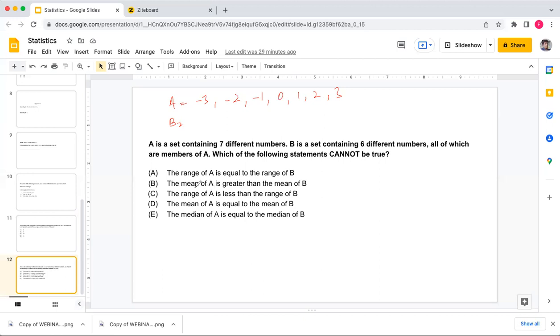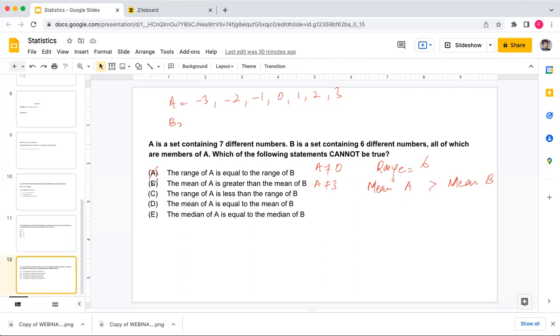The first option is that the range of A is equal to the range of B. Yes, it is possible if B does not contain 0. Then it contains -3, -2, -1, 1, 2, 3. The range is 6 in both cases. So this is possible. The next is that the mean of A is greater than the mean of B. This is again possible if B does not contain 3. Then B will contain -3, -2, -1, 0, 1, and 2. In that scenario, the mean for A is greater than the mean for B.